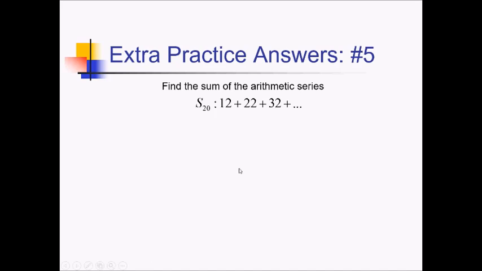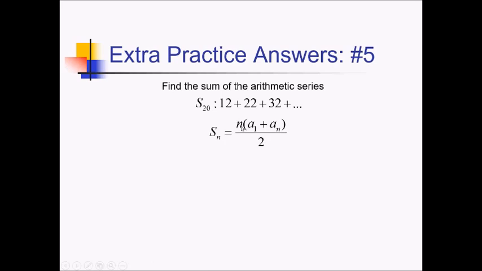To do this problem, we're trying to figure out the sum of the first 20 terms of a series that starts with 12 plus 22 plus 32. So I'm going to start with my formula, n times a1 plus an over 2. I don't have everything I need for this formula, but it at least kind of gives me a shopping list of things that I need to find before I can get my answer.